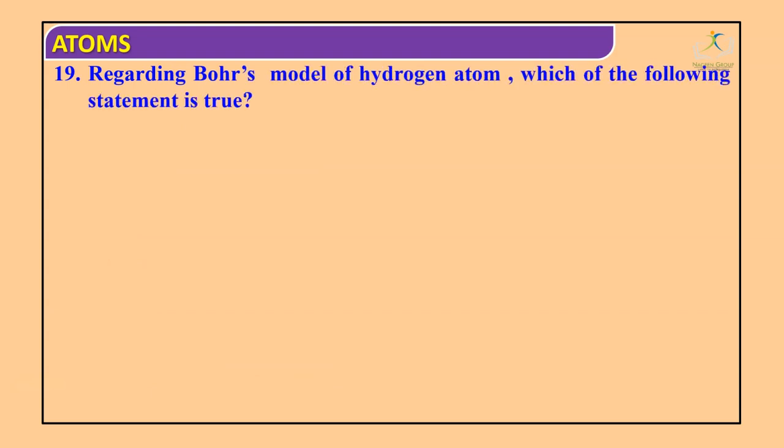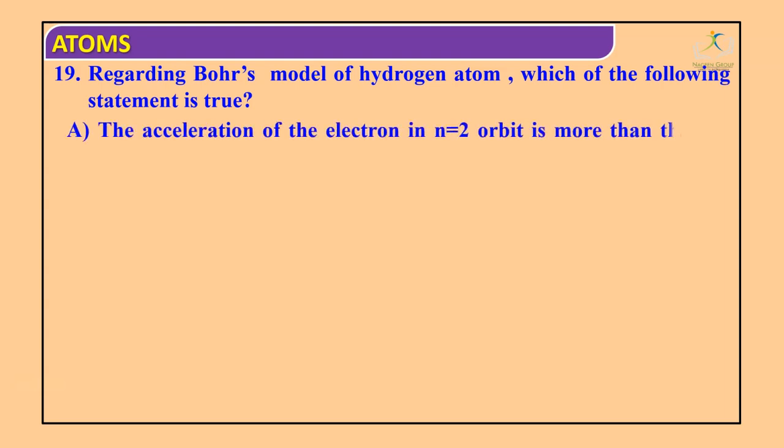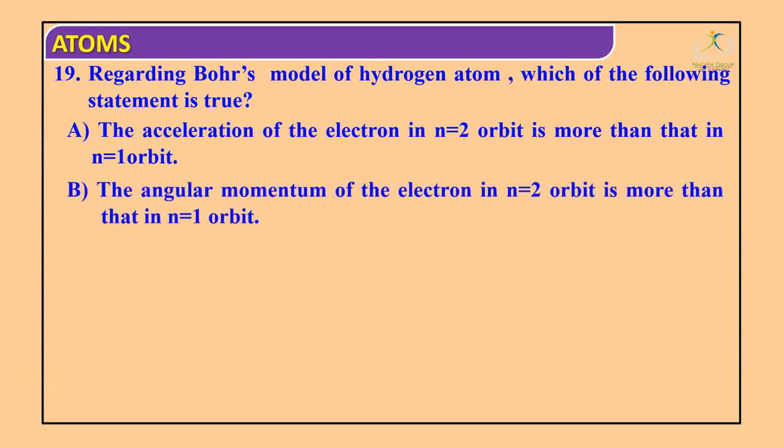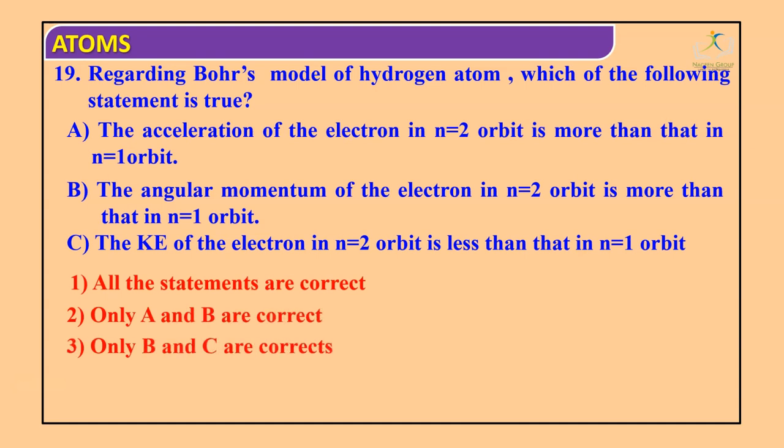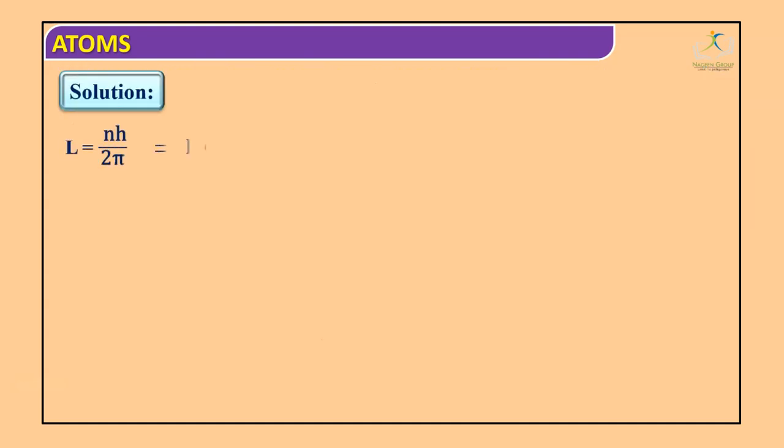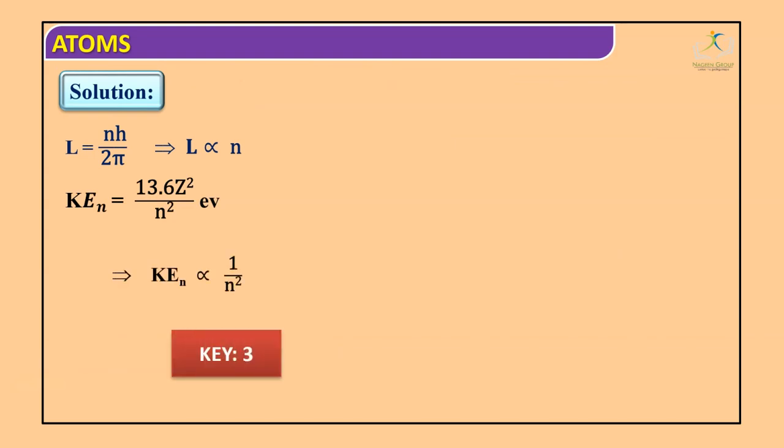Question number 19 is regarding Bohr's model of the hydrogen atom. Which of the following statements is true? A: The acceleration of the electron in n equals 2 orbit is more than that in n equals 1 orbit. B: The angular momentum of the electron in n equals 2 orbit is more than that in n equals 1 orbit. C: The kinetic energy of the electron in n equals 2 orbit is less than that in n equals 1 orbit. All the statements are correct, only A and B are correct, only B and C are correct, or only C and A are correct. The correct answer for this question is, students, option 3. Let's see the solution.